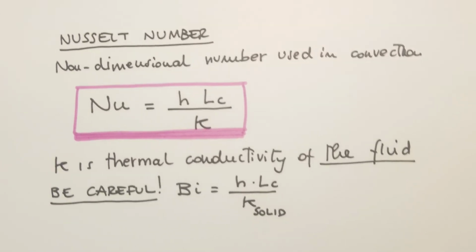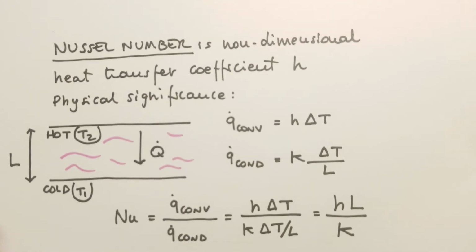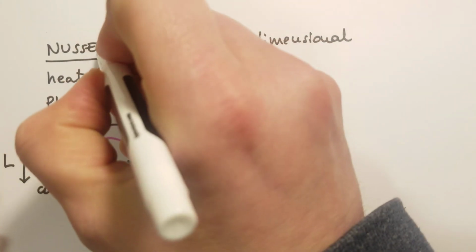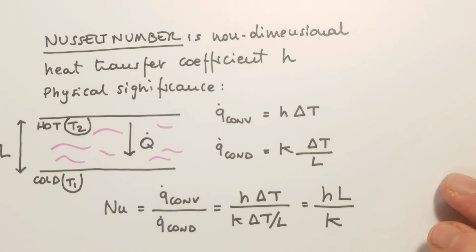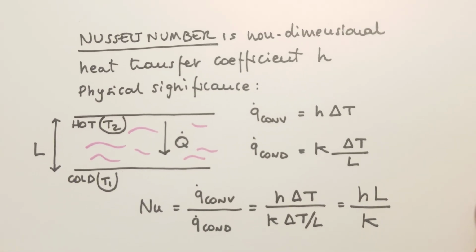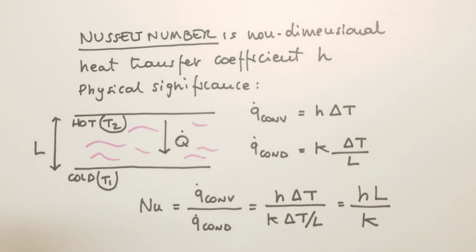So we can interpret the Nusselt number. I think I'm missing a t here: Nusselt. We can interpret the Nusselt number as the non-dimensional heat transfer coefficient h. And what's the physical significance?